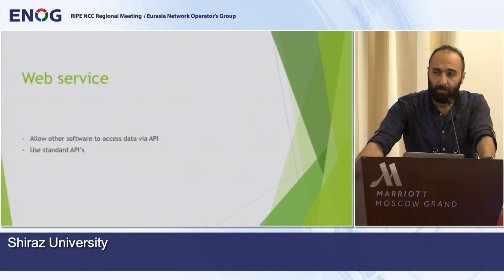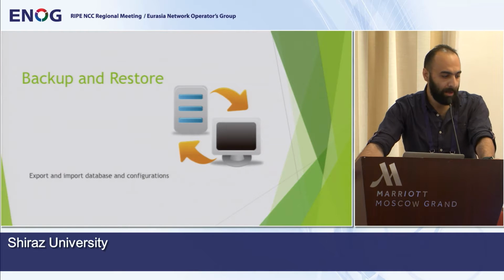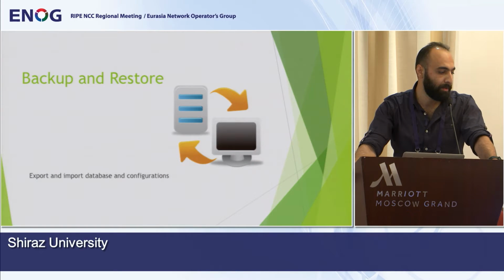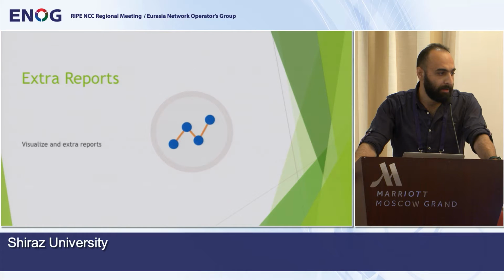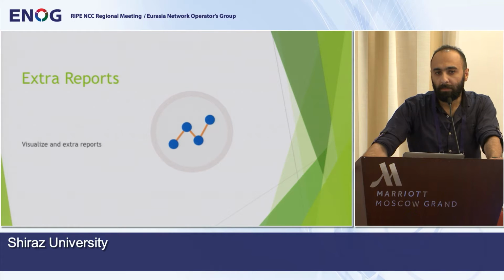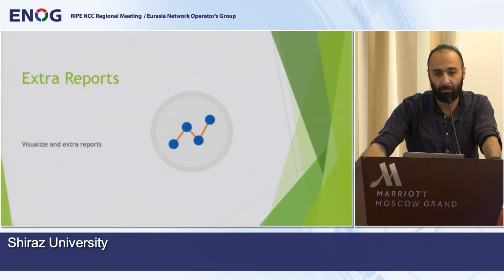If the IPAM supports web services, it can work with our other software like CRMs, and also allow other software to use its information. Backup and restore is an important feature of every software. It should back up dynamically or manually, and also help us restore easily. And extra reports and visualizations can help us decide about the future of our network and plan for the future.